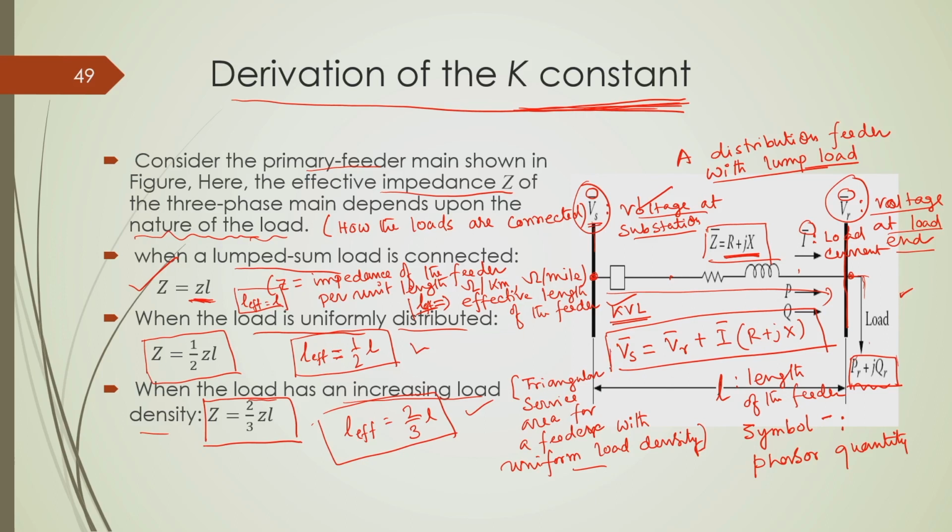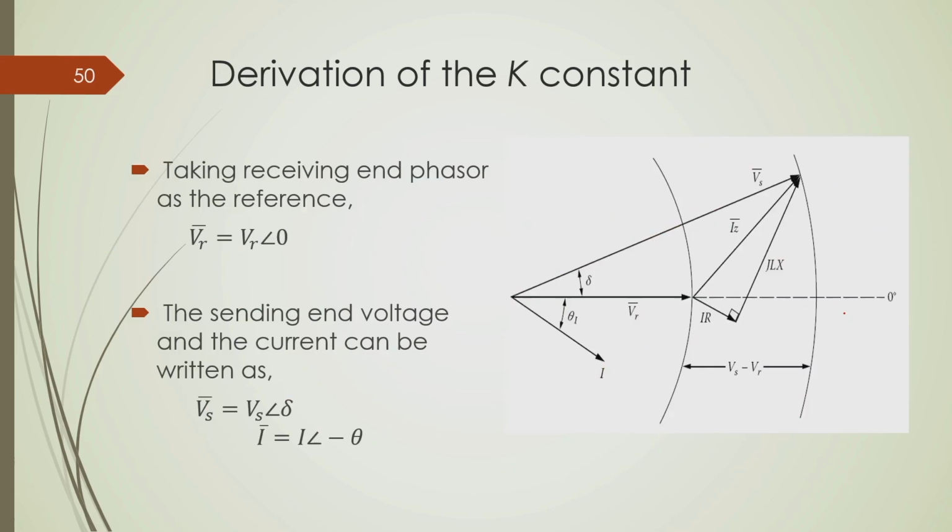Now, this is a complex equation because these are phasor quantities. And with this equation we can draw the phasor diagram as well. How can we draw the phasor diagram?